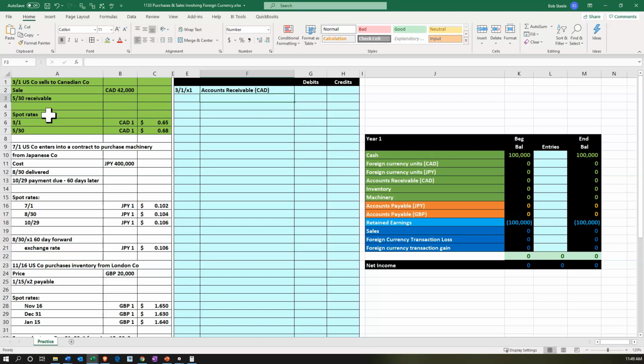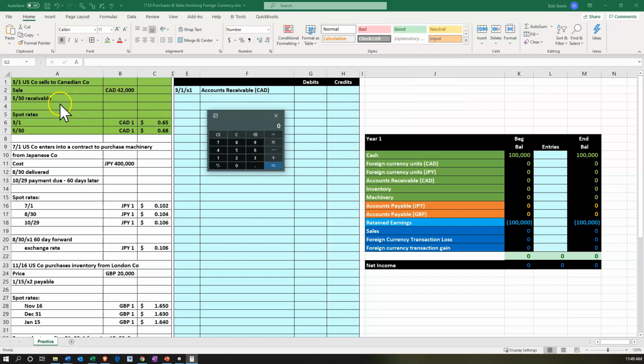So I'm going to put receivable and mark that we're going to get paid in the Canadian currency. And then we're going to multiply this out to record our books in US dollars. We're going to be getting 42,000 Canadian dollars, and we'll multiply that times the spot rate at that point in time, because that's all we can do at this point. Times 0.65, 27,300. So if we were to get the money today, it would be worth 27,300 because that's the exchange rate today.